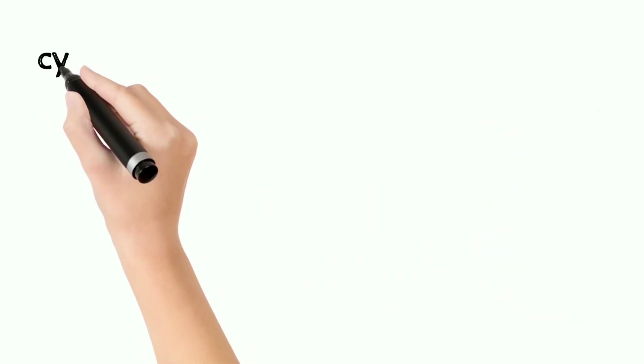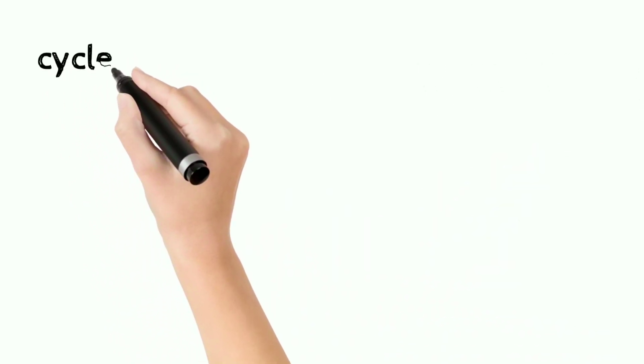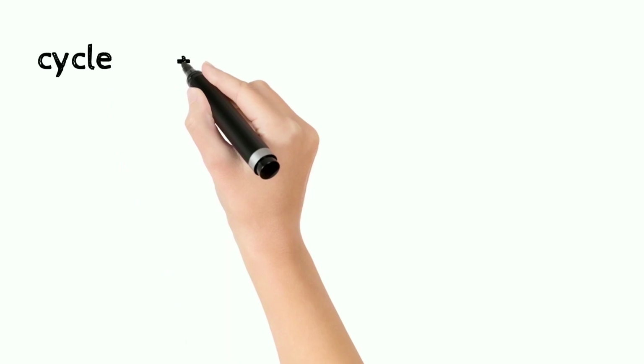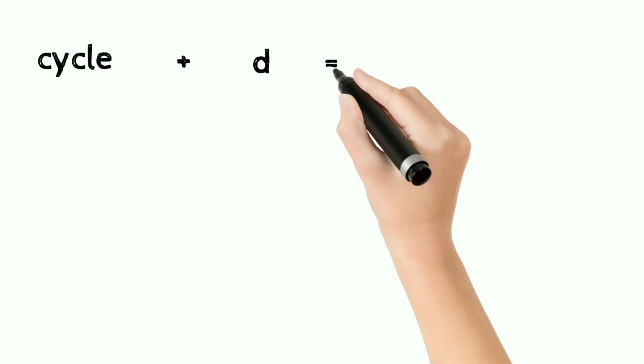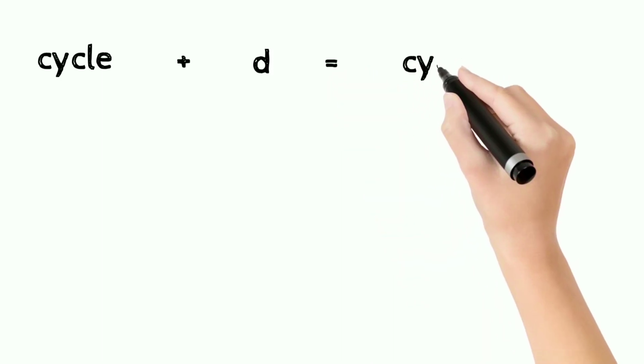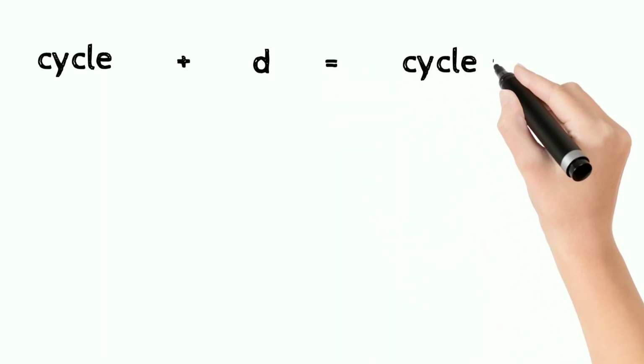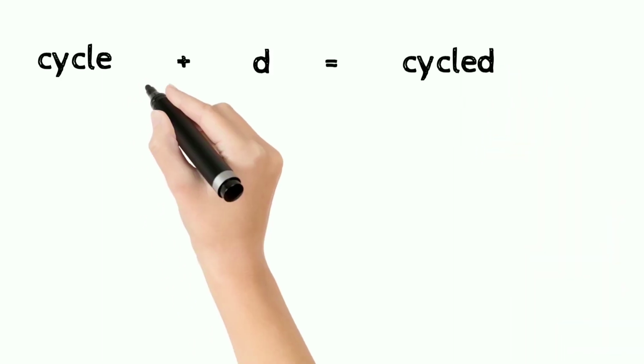Next example is cycle. Cycle plus D becomes cycled. Cycled.